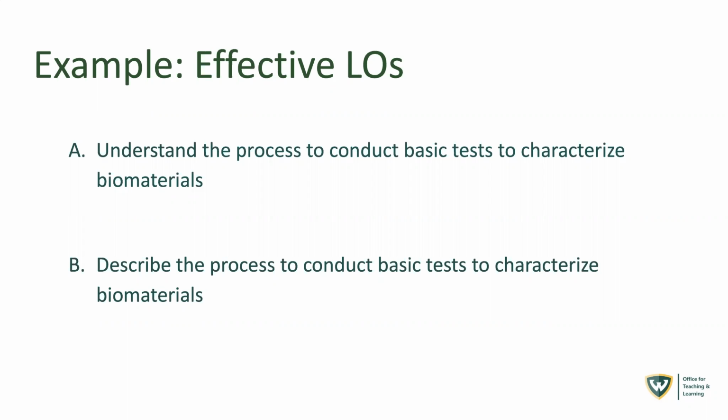You can also think about a learning outcome as, one way to take a look at a learning outcome would be it's a goal that you want your students to reach, and they can use numerous different activities to reach that outcome. So for example, to describe the process, you could have your students draw a picture. You could have them make an outline. You could have them write out specific steps. There are many different activities that your students could do to show their knowledge and show that they are able to describe the process to conduct basic tests to characterize biomaterials.